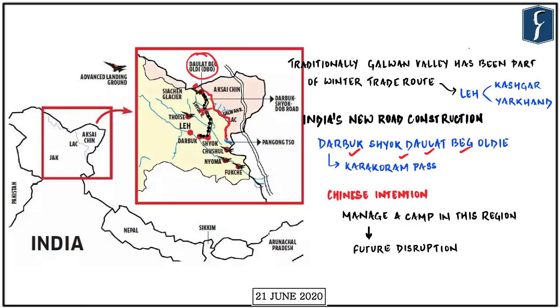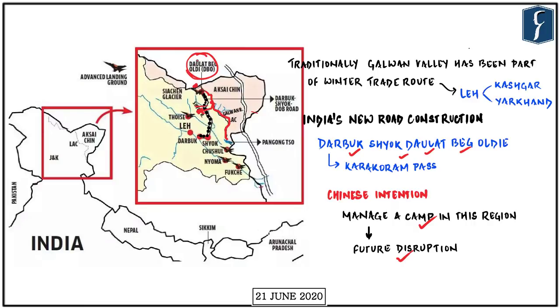The recent flashpoint which has occurred is very near to where the road is being constructed. Now the question arises, why does China want to have a location in its control in this region? Obviously, you can see that it wants to station its troops on this strategically very important road which India is constructing, so that in future when a standoff or war takes place between India and China, China can immediately block this road.